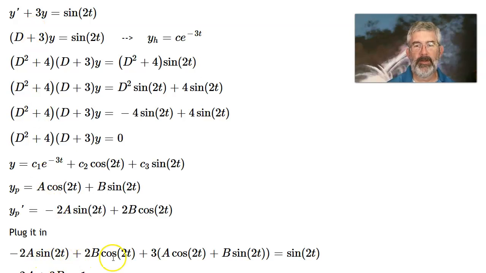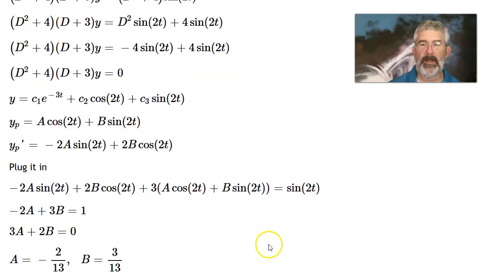So here's the derivative plus 3 times the function, and that's supposed to be the sine of 2t. If I collect like terms, what's in front of the sine? There's a minus 2a and a plus 3b in front of the sine, and that has to equal 1. What's in front of cosines? There's a 2b and a 3a in front of cosine, and that has to equal 0 because there's no cosines over here.